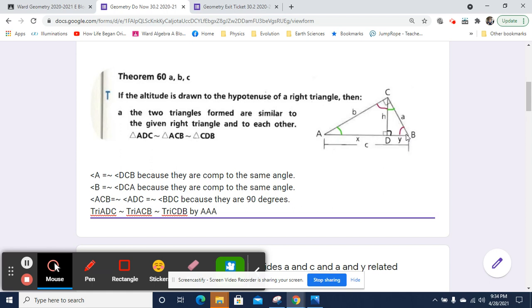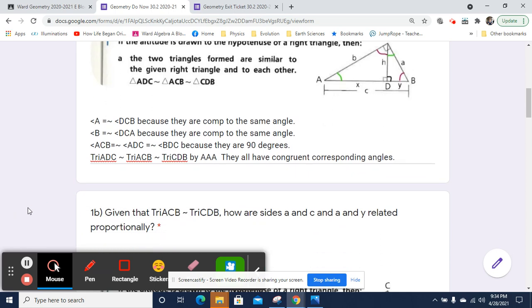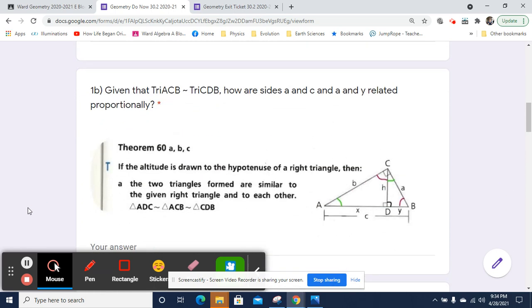Okay. So all of them have congruent corresponding angles. Now this only proves similarity. It does not prove congruence. Now let's take a look at some implications of that.